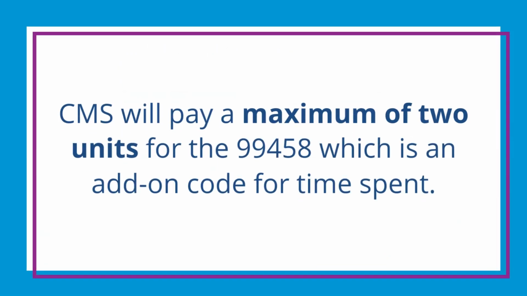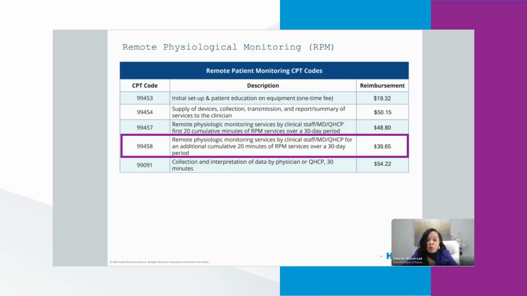I like to say per unit here and really highlight this because CMS will pay a max of 2 units for the 99458. And in many instances, the commercial payers will pay a max of 3 units. At times, they will request supporting documentation, and once that's obtained, they will adjudicate the claim.